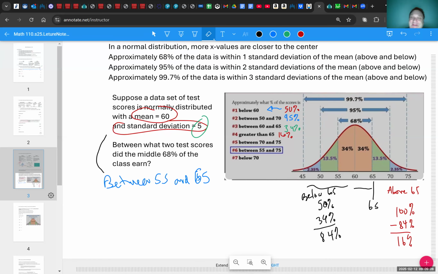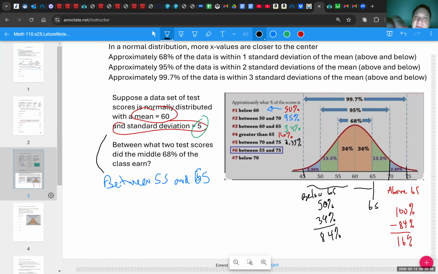All right, with all that said, between 70 and 75, that's our next question here. Between 70 and 75, that's from here to here. Well, that's already labeled as 2.35%. You could also know that it's part of the 99.7%. So you could do 99.7% minus all these little values, and you would get 2.35%.